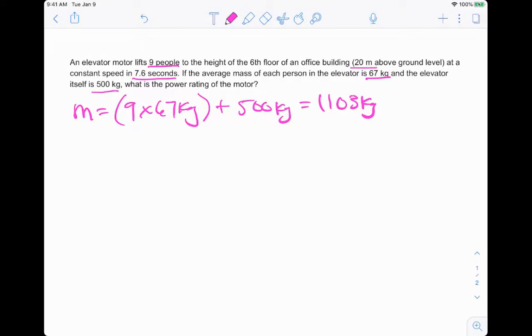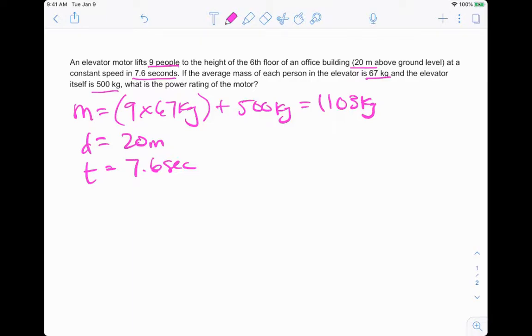I'm also given the displacement of the elevator is 20 meters upward. And then also the total time of the travel is 7.6 seconds.